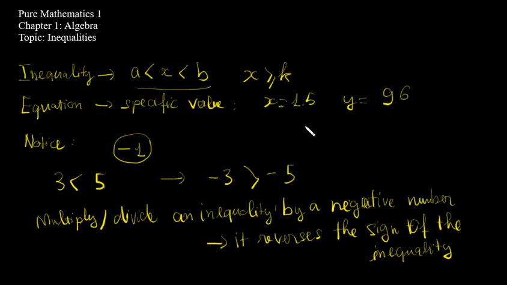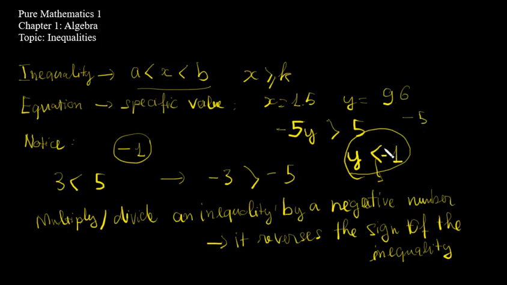And when you have something like minus 5y greater than 5, now you want to find the possible value range for y, so you divide both parts by minus 5, so you can get y. If you divide both parts by minus 5, you have to change the sign: y less than minus 1, because 5 divided by minus 5 is minus 1. At first it was greater, then you divide it by a negative number, minus 5, so you change the sign to smaller.